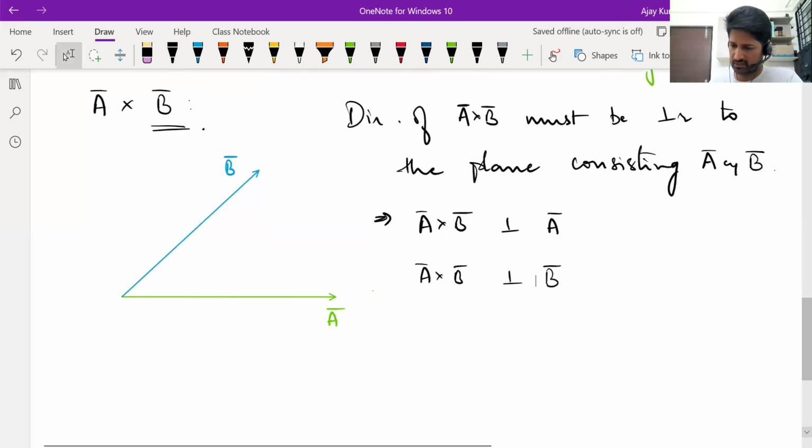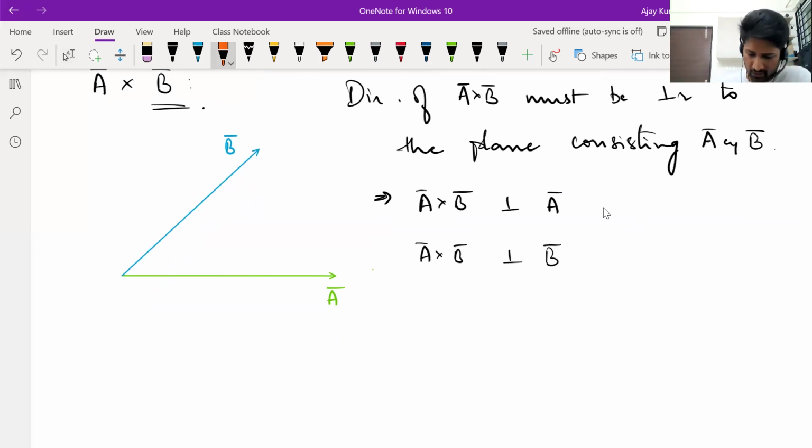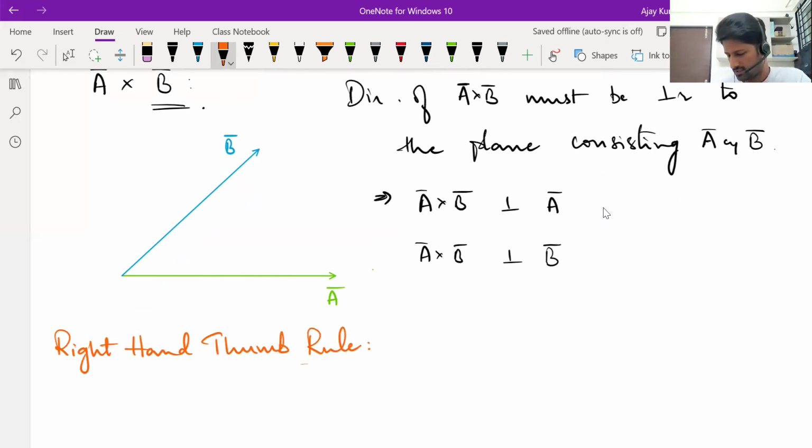Now, as we discussed, there are two possible directions perpendicular to both these vectors. Which of those two it is, you can find out using the right hand thumb rule. There are some other techniques that people use, but this is the most common one, the right hand thumb rule. Let's see how to apply this.